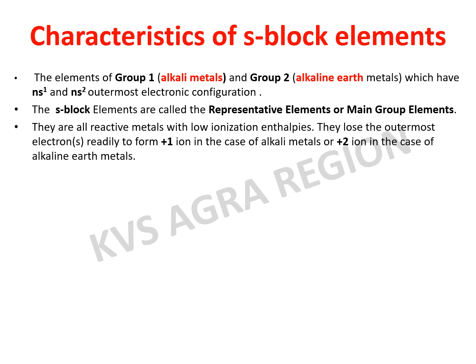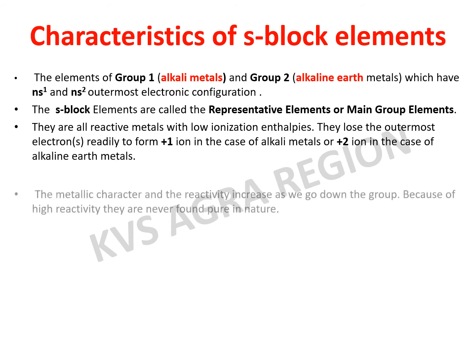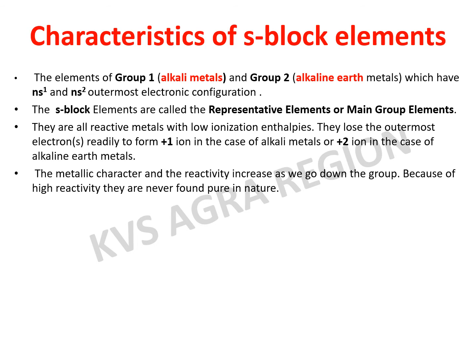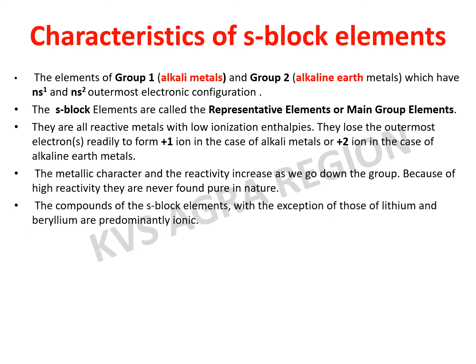They lose the outermost electrons readily to form +1 ions in case of alkali metals or +2 ions in case of alkaline earth metals. The metallic character and the reactivity increase as we go down the group. Because of high reactivity, they are never found in pure state in nature. The compounds of s block elements, with exception of those of lithium and beryllium, are predominantly ionic in nature.